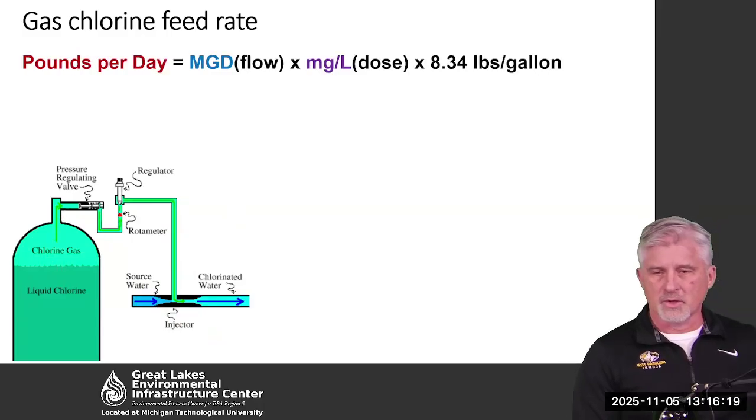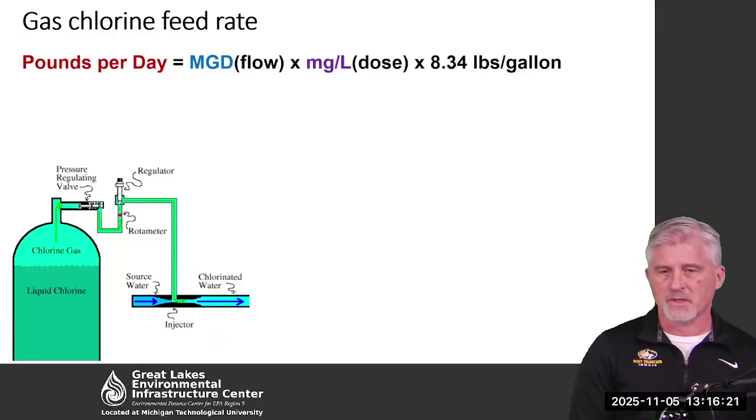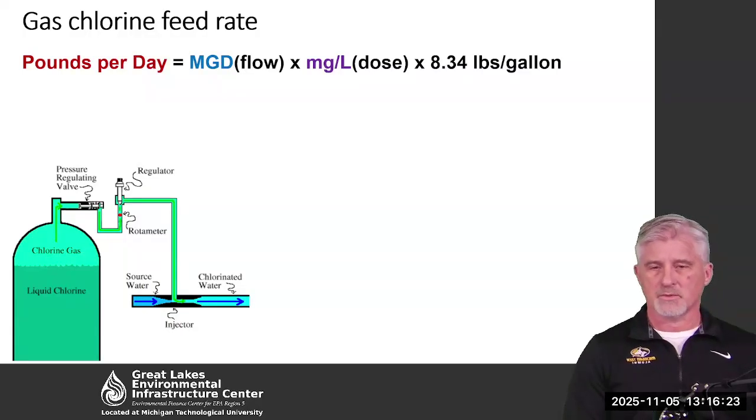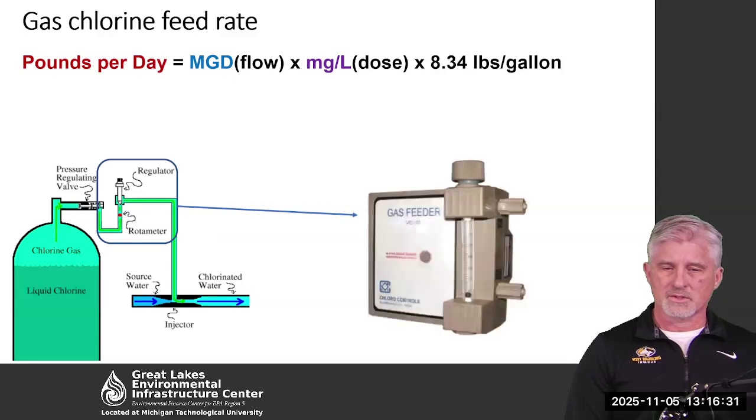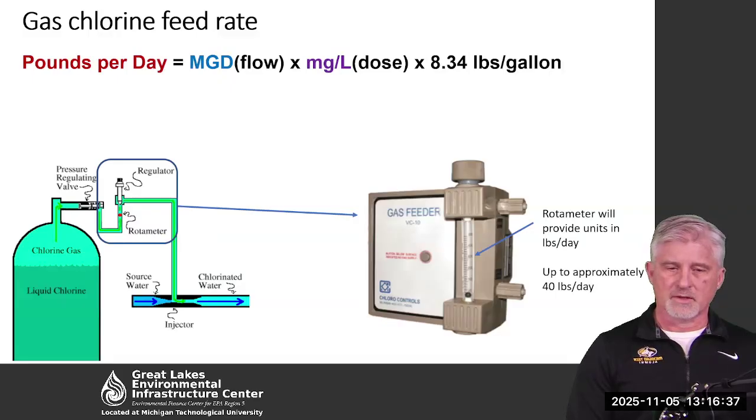And this should look familiar. We talked about the pounds formula: pounds per day is equal to the million gallons a day flow times the parts per million dose times the weight of water per gallon. This just shows you what a rotameter, a gas feed regulator, looks like, and that's how we know how many pounds. That's our feed rate for gas chlorine. That's how it's set up.